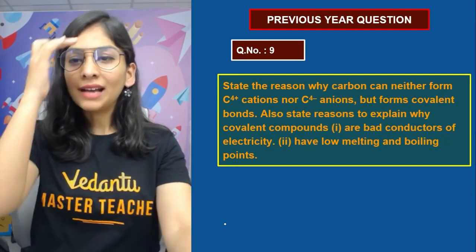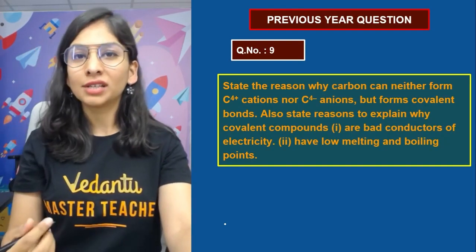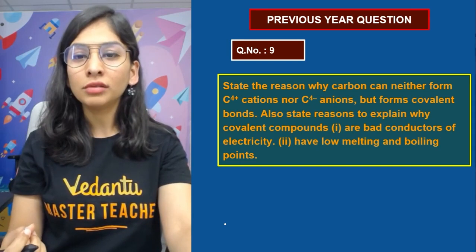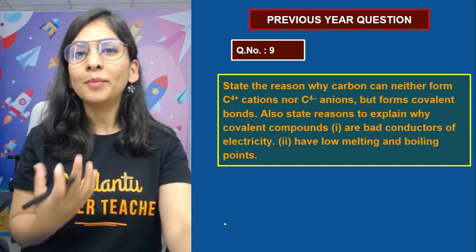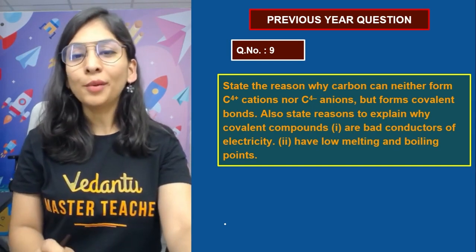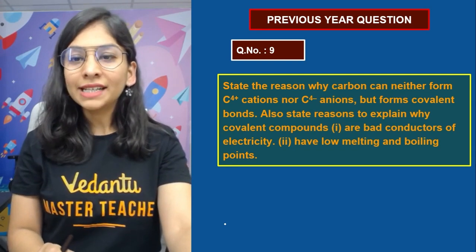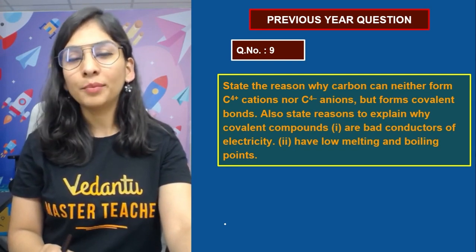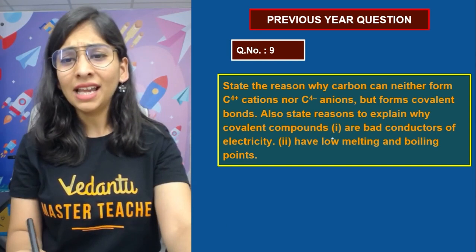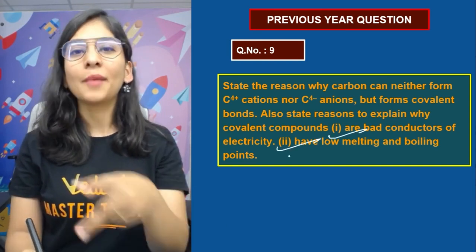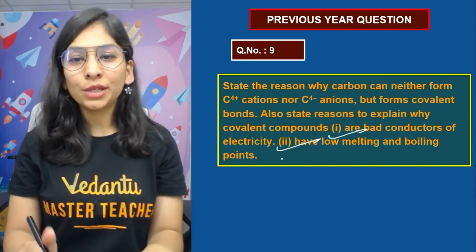State the reason why carbon can neither form C4+ cation after loss of 4 electrons nor C4- anion by gaining 4 electrons, but only forms covalent bonds. Also state reasons to explain why covalent compounds are bad conductors of electricity and have low melting and boiling points. This is something that I've already explained to you, but we'll do it again.